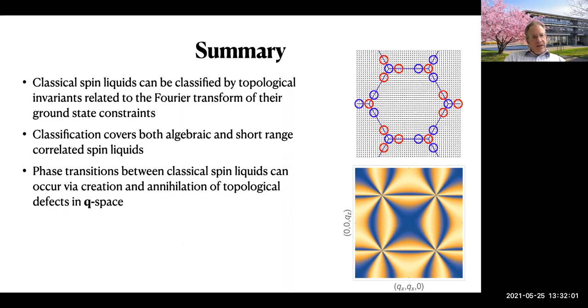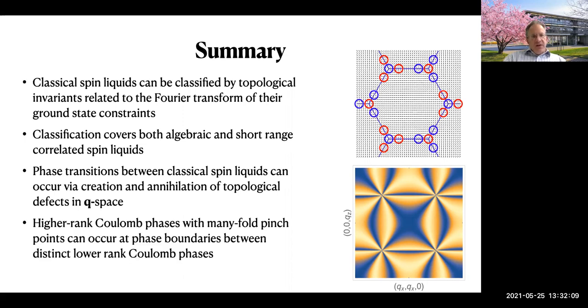I didn't explain that in any detail. The phase transitions between those spin liquids can occur by the creation and annihilation of topological defects in Q space. And higher rank Coulomb phases with multifold pinch points can occur at phase boundaries between distinct lower rank Coulomb phases.